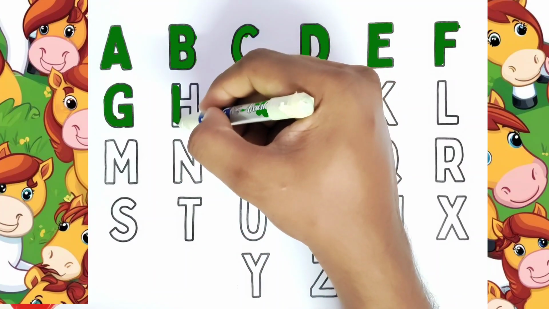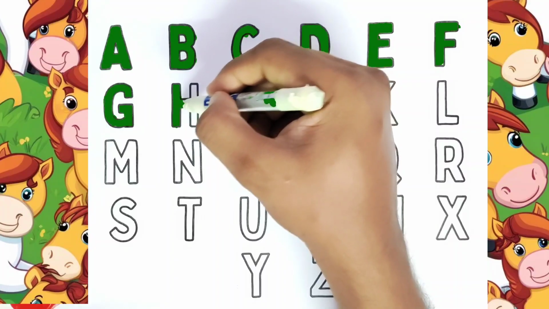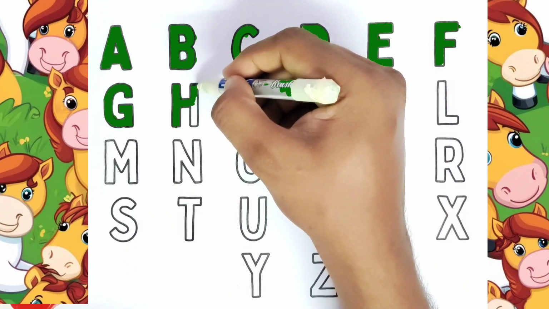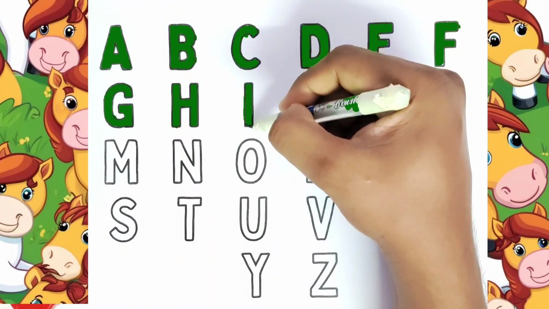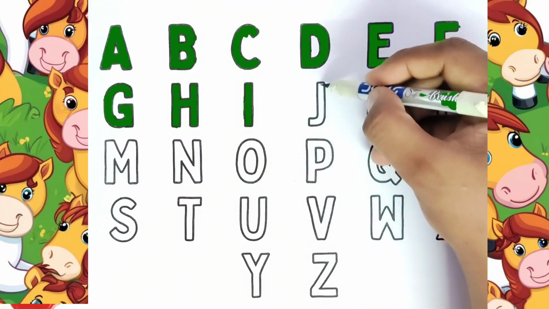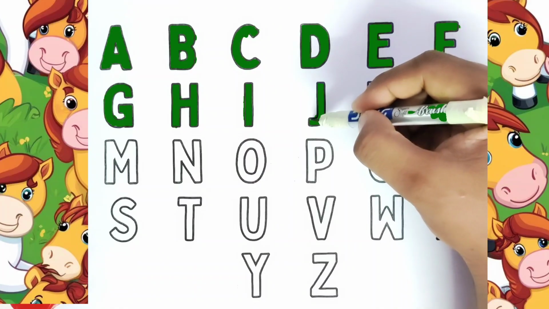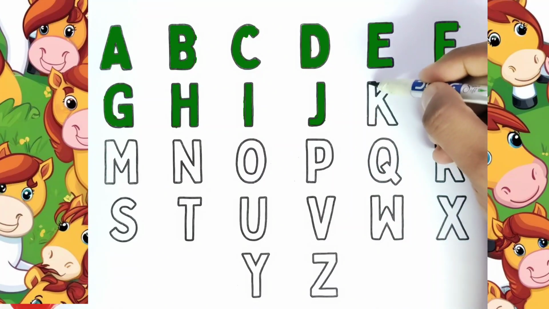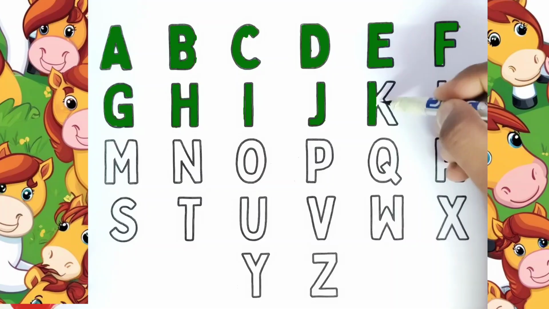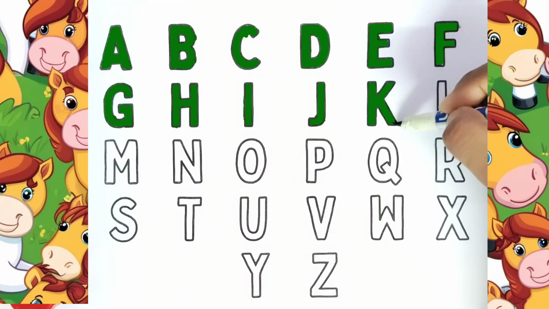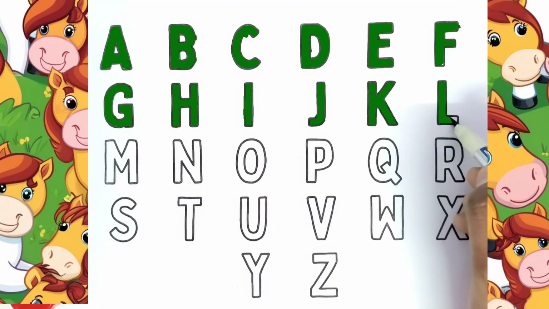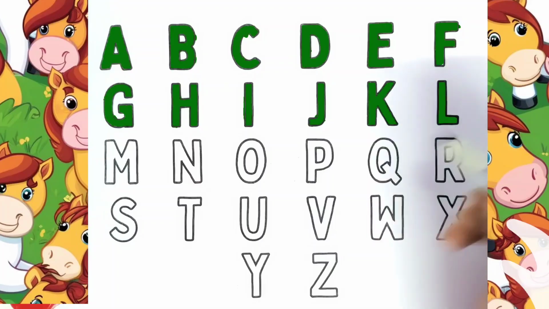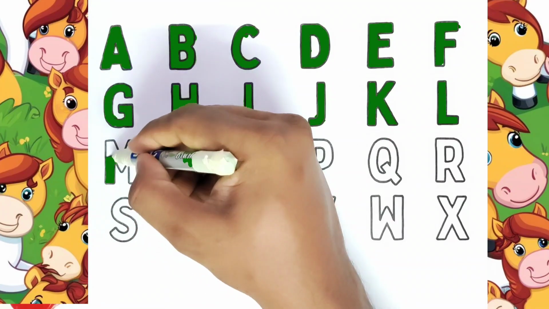H. H for hat. I for ice cream. J. J for joker. K. K for kite. L. L for lion. M. M for monkey.